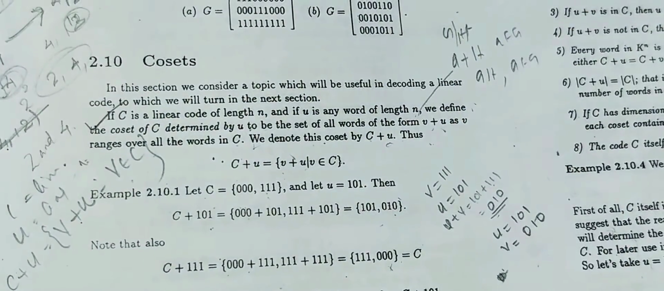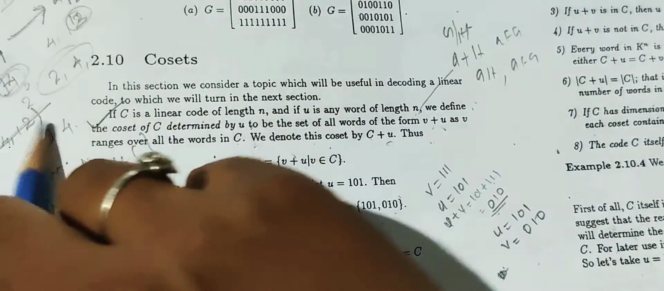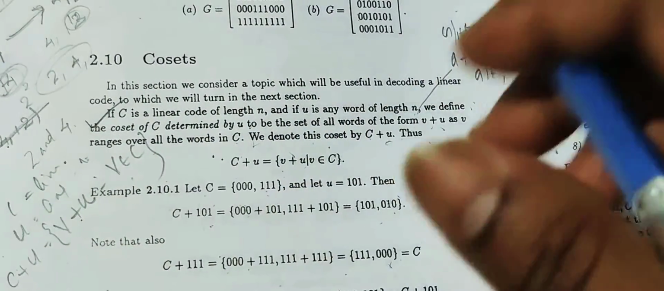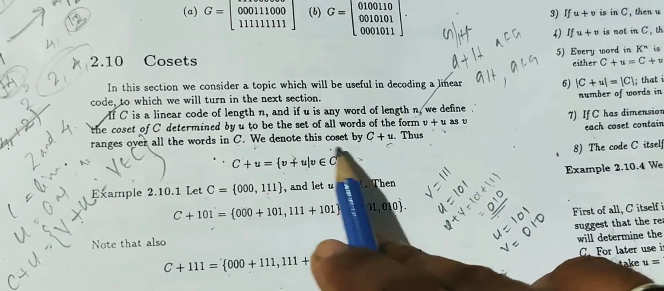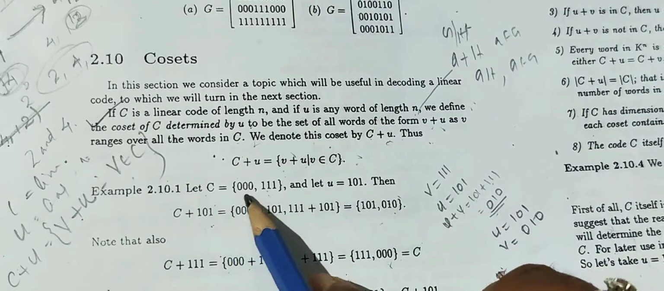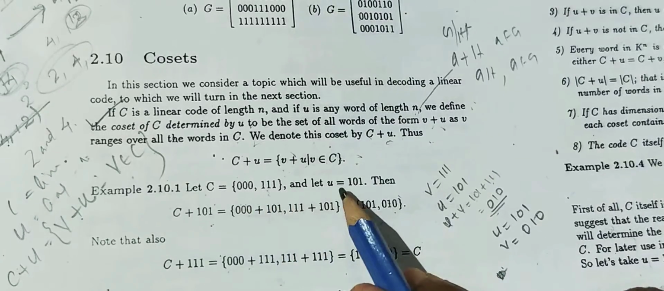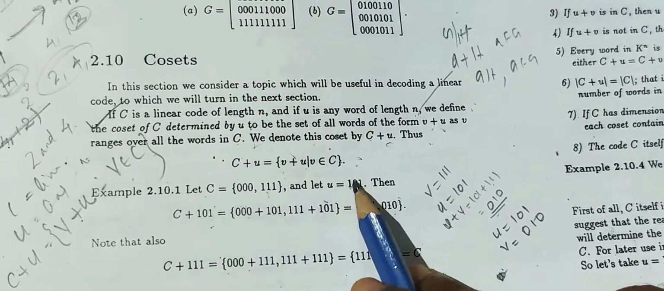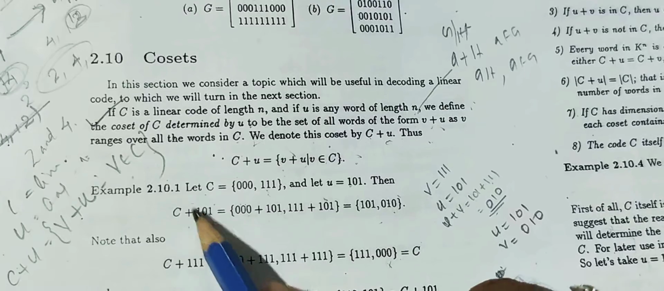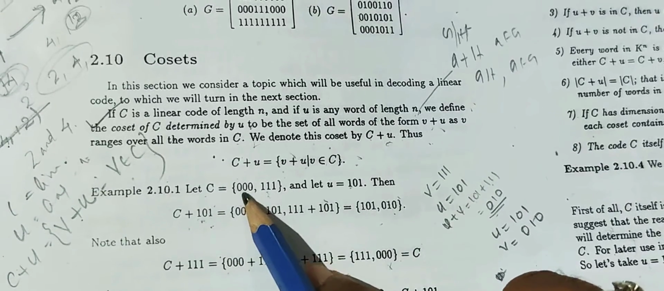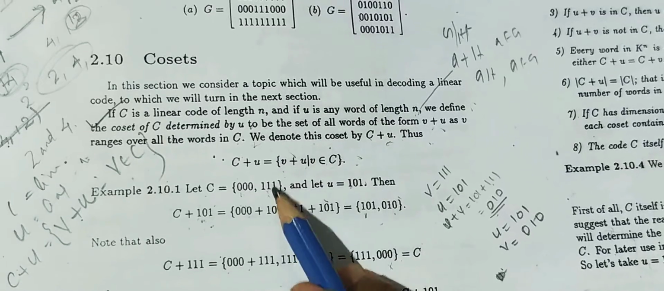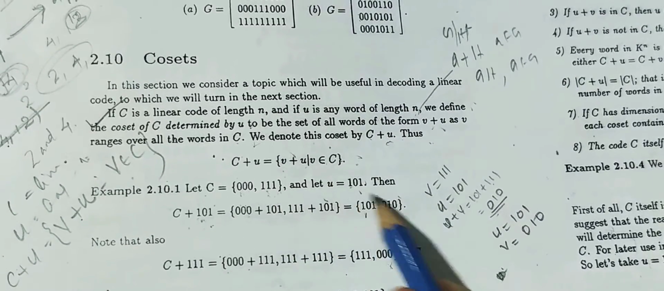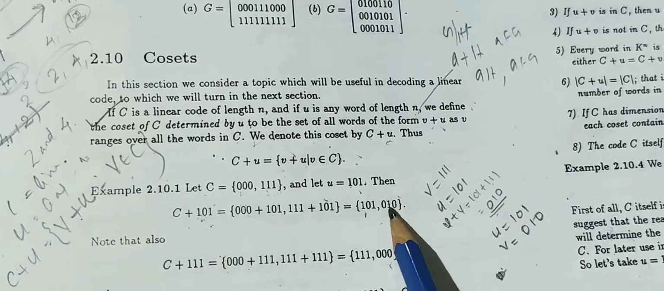V is the chord word in C. So this is the C plus U, the cosets. Here C is equal to 0 0 1 1, and we take U is equal to 1 0 1. So C plus U: 0 0 plus 1 0 1 is 1 0 1, and 1 1 plus 1 0 1 is 0 1 0. So this is the coset.